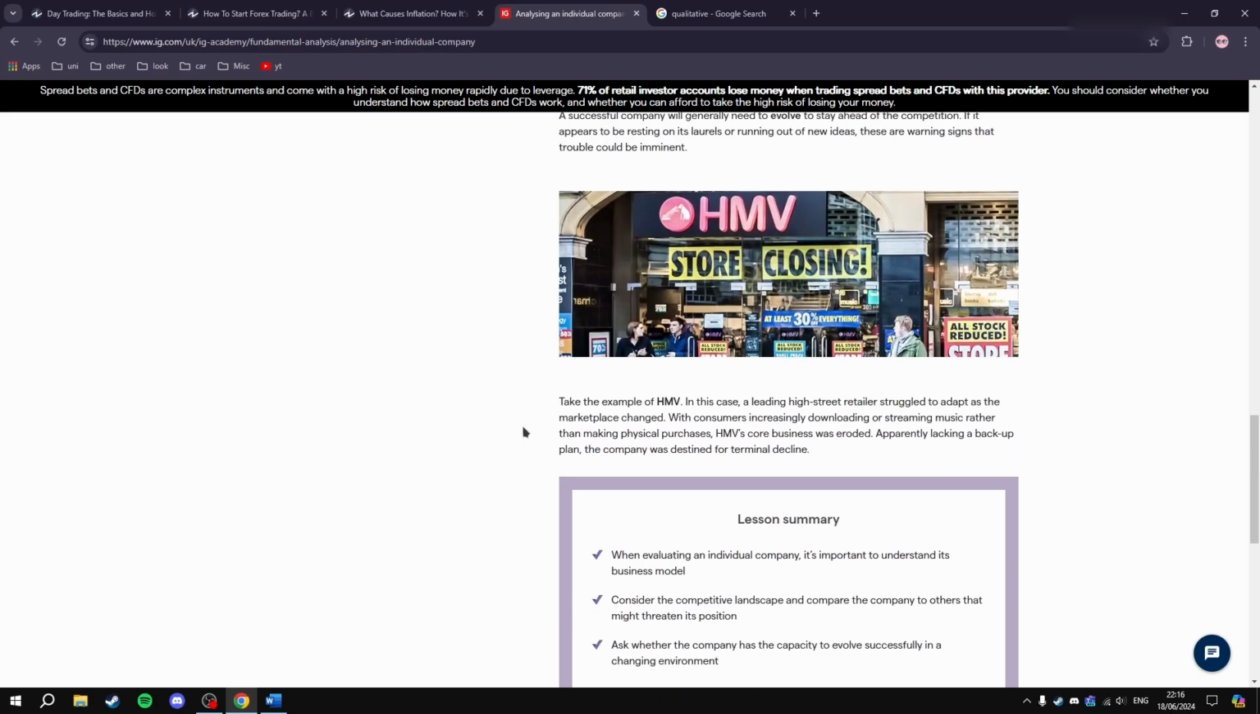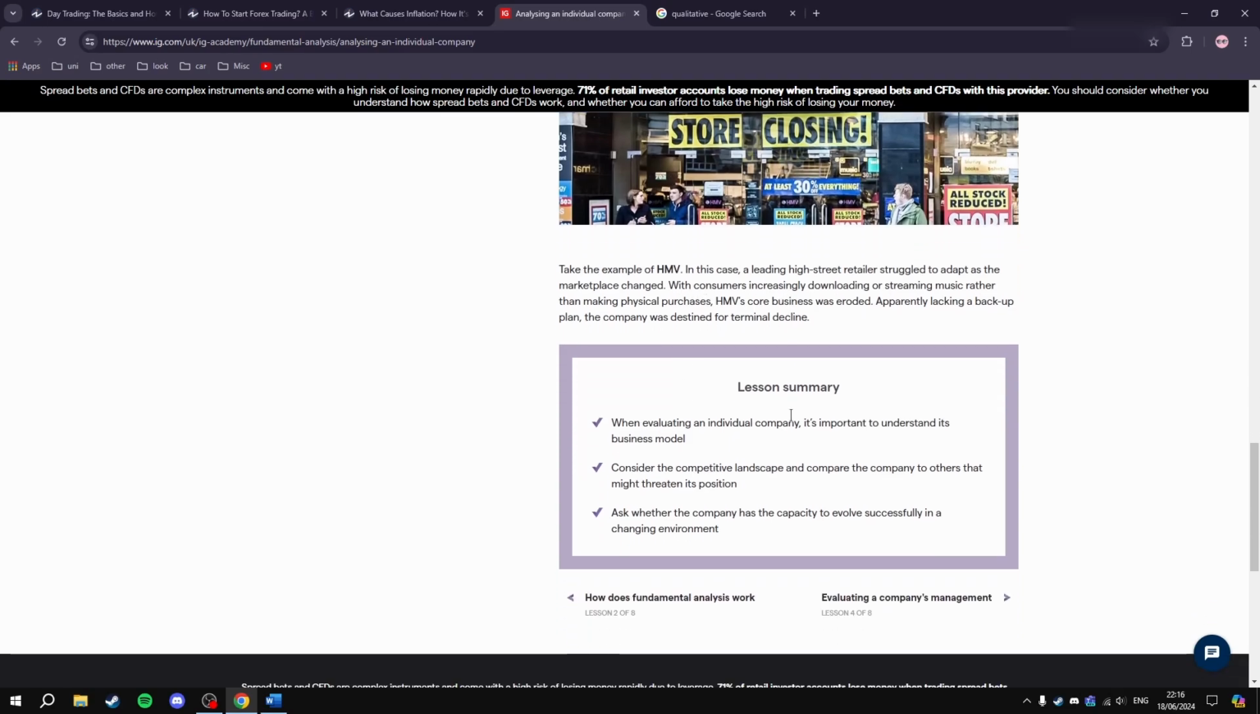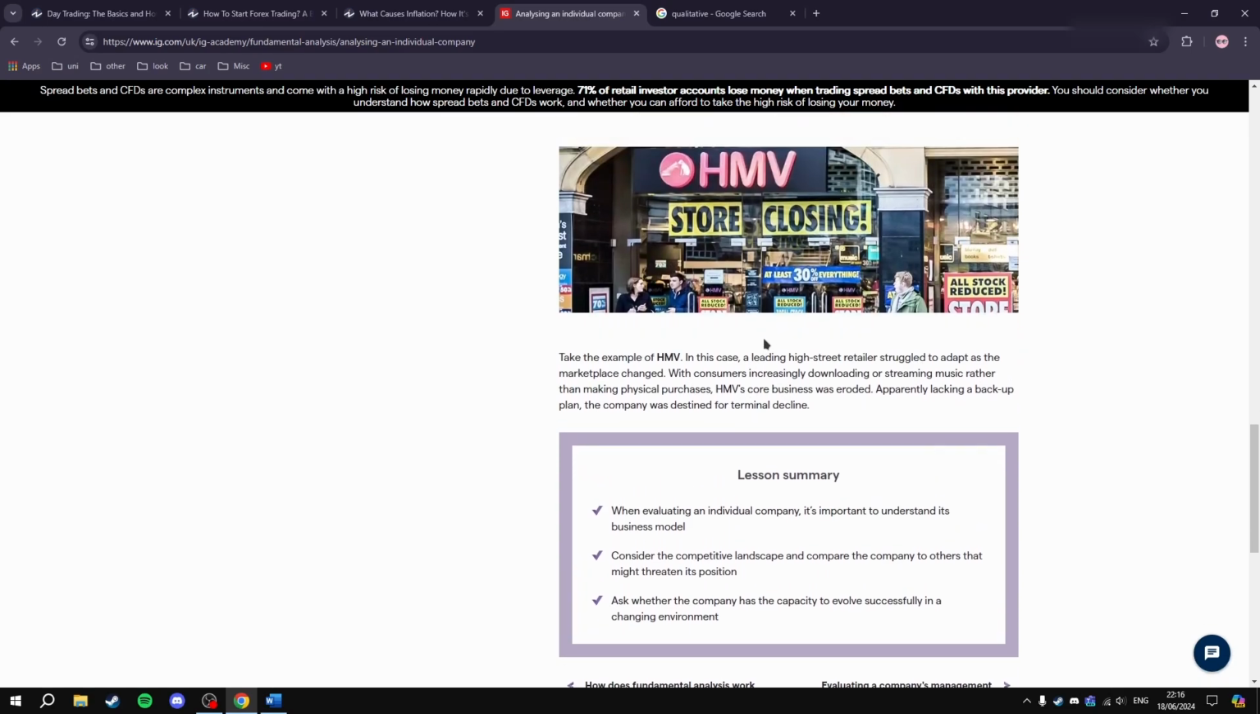Much like Blockbuster as well. They used to sell CDs, I think. But because everything's gone streaming online, nobody buys the physical CDs anymore, so yeah. It's gone bust, I think.